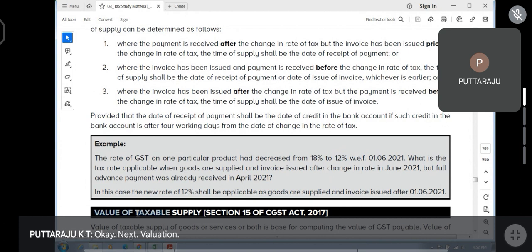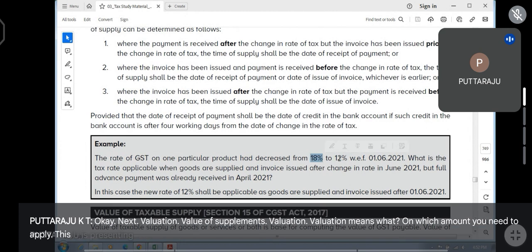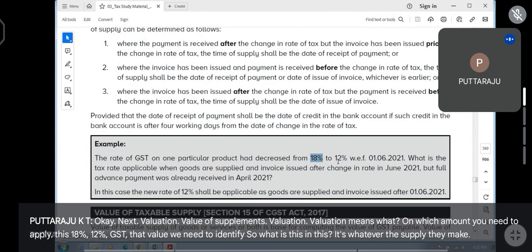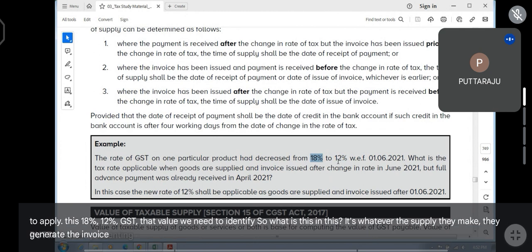Next, valuation. Value of supply means valuation. Valuation means on which amount you need to apply this 18%, 12% GST. That value we need to identify. Sir, what is there in this? Whatever the supply they make, they generate the invoice. On that value only, we have to pay the tax.